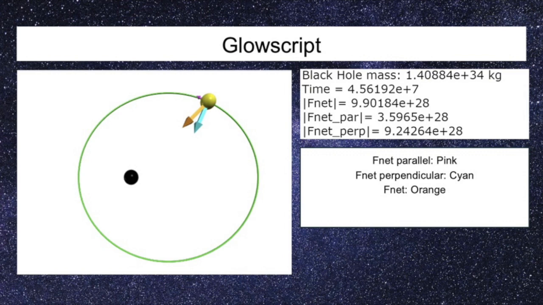My black hole mass turned out to be 1.4 times 10 to the 34 kilograms. My F net forces were 9.9 times 10 to the 28, my F net parallel forces were 3.59 times 10 to the 28, and my F net perpendicular forces were 9.2 times 10 to the 28.